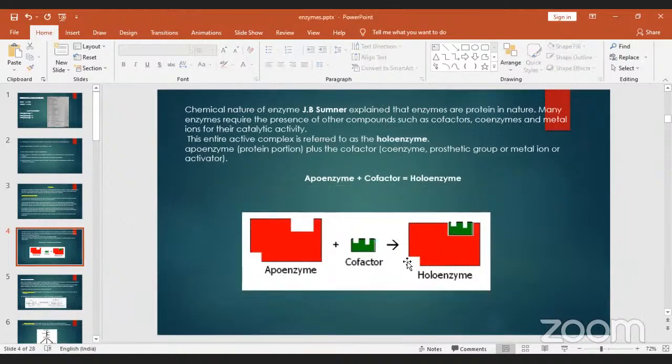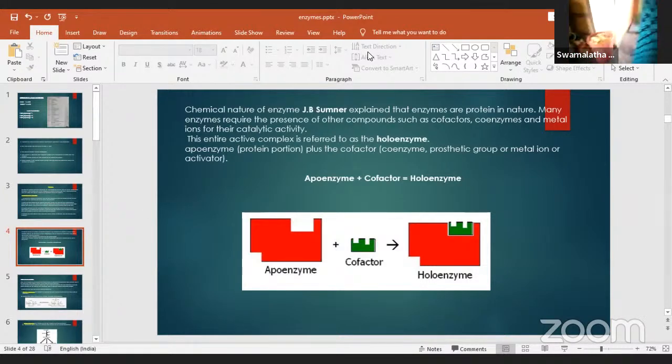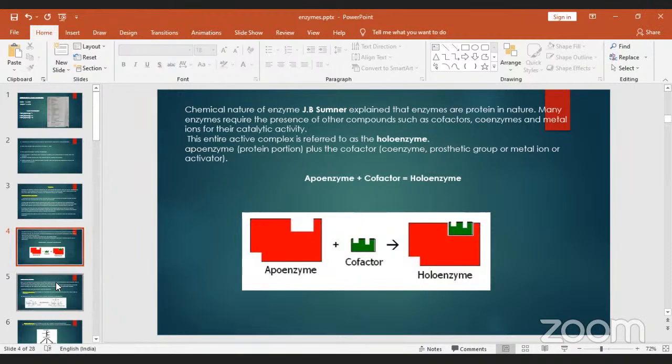Holoenzyme: a combination of apoenzyme plus cofactor is equal to holoenzyme. The entire active complex. What is the active complex? It is a combination of apoenzyme plus cofactor. So this active complex is referred to as holoenzyme. The activity of the enzyme is due to the cofactor. So this is holoenzyme.